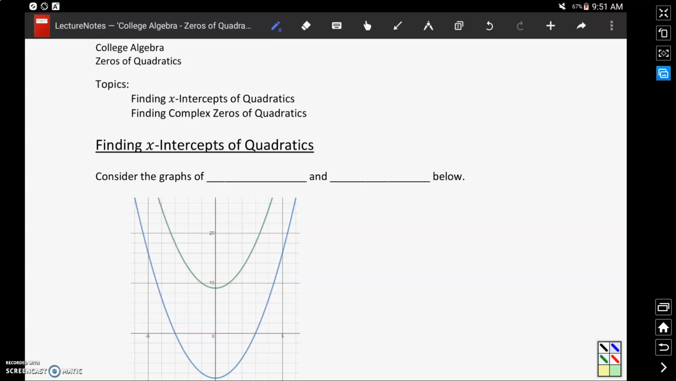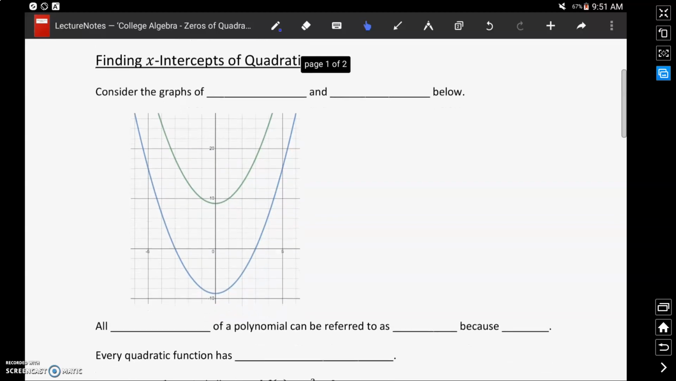In order to find zeros of quadratic functions, we'll begin by looking at the x-intercepts for two different quadratic functions. If we first consider f of x equals x squared minus 9, the graph of which is provided here below, we see that we have two x-intercepts, one occurring at the point 3, 0, and one occurring at the point negative 3, 0.